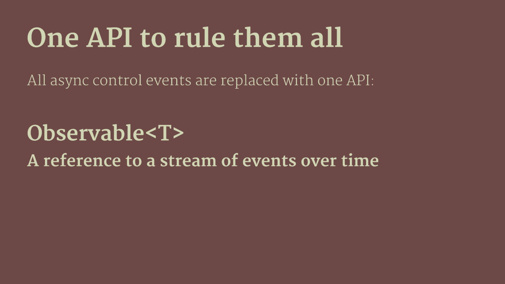So I talked about one unified API to represent all asynchronous control events. In RxSwift, that's called an observable. In other libraries, it's called a signal, and probably other things as well. You can think of it as a concrete reference to a stream of events that are going to happen over time. We subscribe to the observable, you get the events, and you react accordingly. It's sort of like a future or a promise, but on steroids. It's a lot more powerful.